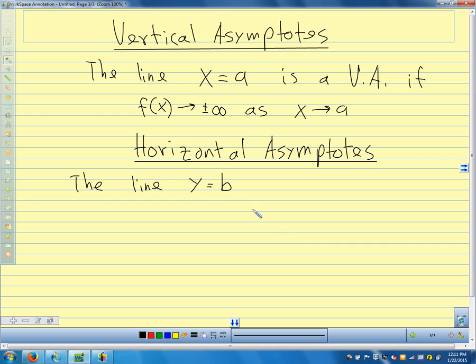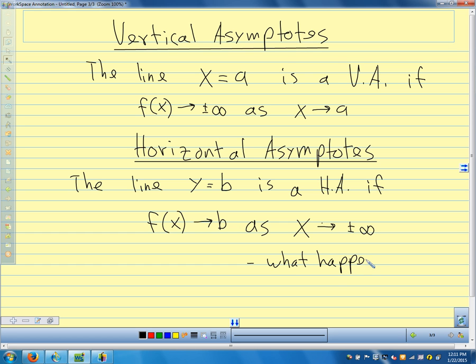The line y equals b, a horizontal line, y equals a constant. The line y equals b is a horizontal asymptote if our function f of x approaches b as x approaches positive or negative infinity. The horizontal asymptotes tell us what happens eventually. As x gets really big, as x gets really small.